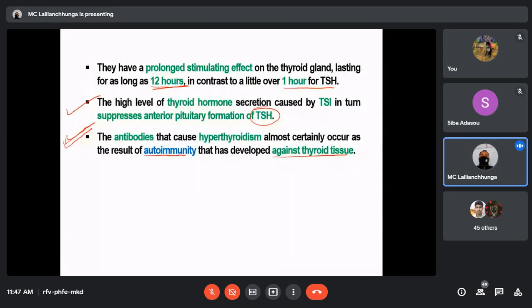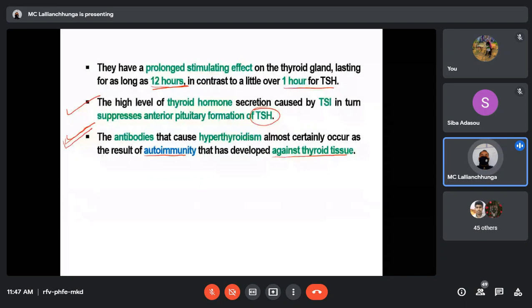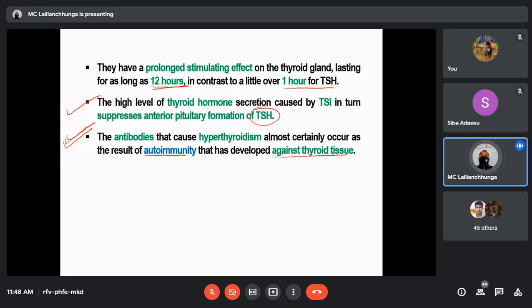So here in case of hyperthyroidism, there is autoimmunity. Autoimmunity means the body is producing some antibody which is acting against its own cells. For example, SLE. SLE, I don't know what is the full form. Any of you know what SLE disease is? Have you heard about SLE?